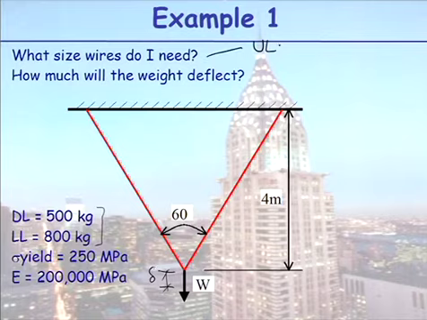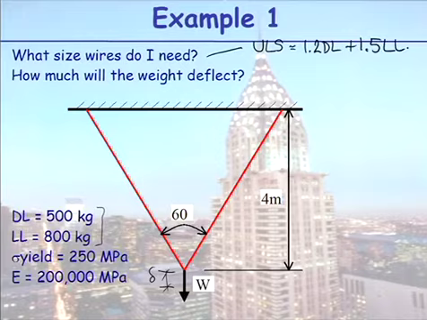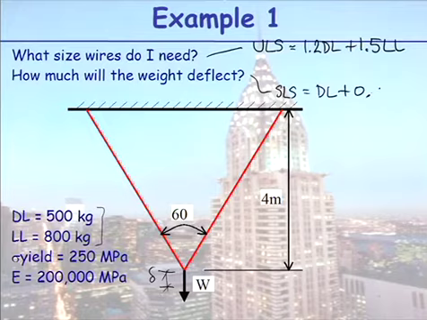So, what size do the wires need to be? This is where we look at an ultimate limit state design. That's a failure or a strength design. And when we do an ultimate limit state design, remember we use the load factors of 1.2 dead load and 1.5 live load. When we come to look at how much the weight deflects, well, that's a serviceability limit state condition. So when we do those calculations, we're going to use the same dead and the same live loading, but different load factors.